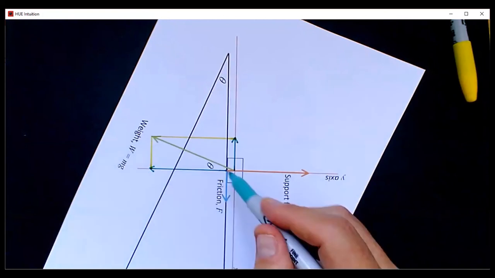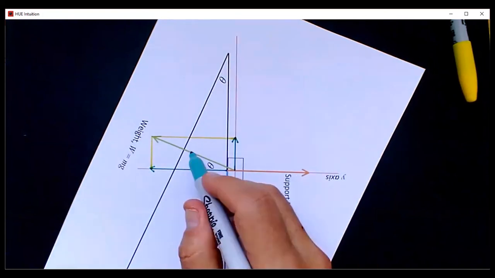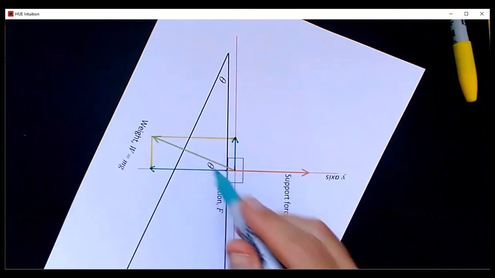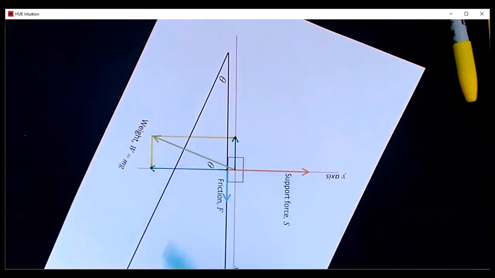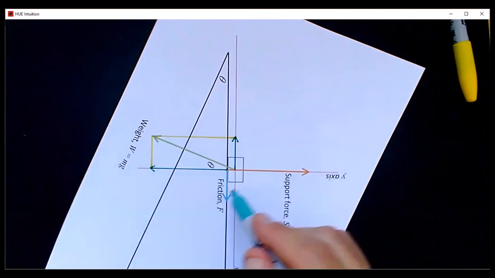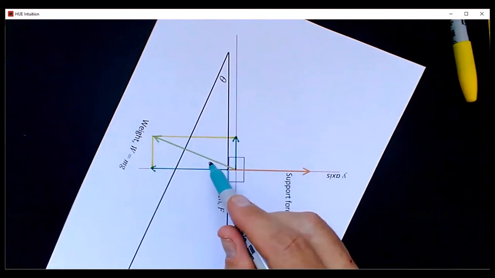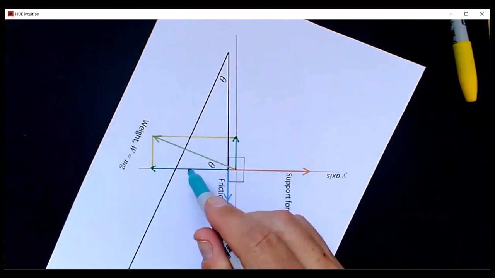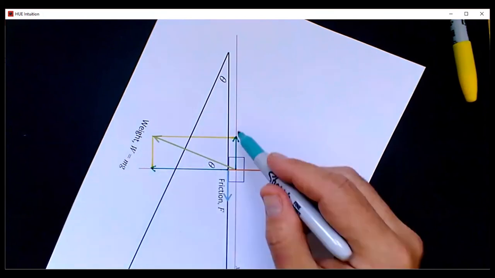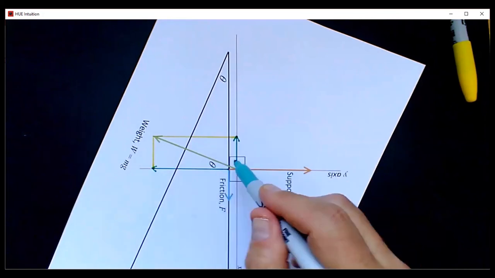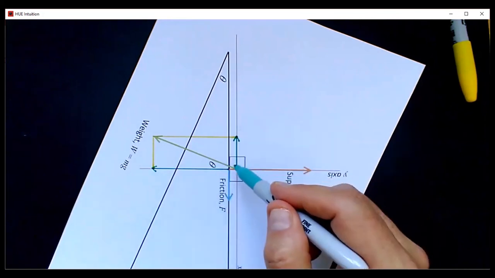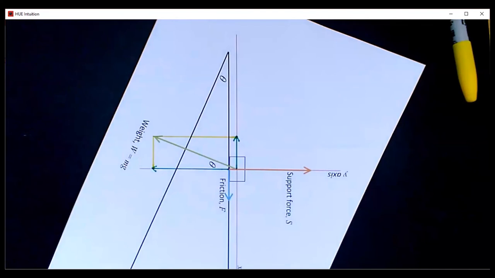We have a right-angled triangle. We have a hypotenuse of magnitude W, and we have an angle theta. In this right-angled triangle then, the cosine of that angle equals the adjacent over the hypotenuse. This triangle, on the other hand, rather than this length being dependent upon the cosine of the angle, it will be dependent upon the sine of the angle.